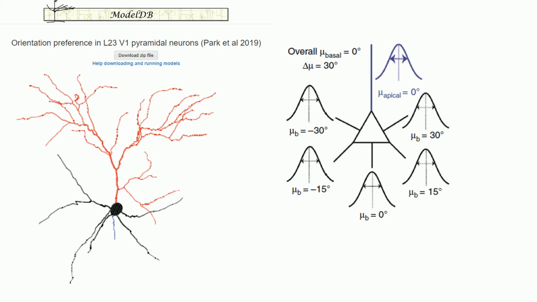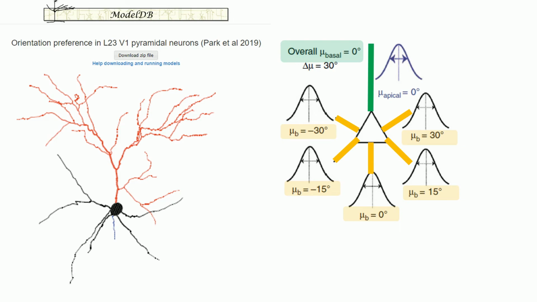The authors found that their experimental results were best fit if each of the basal dendrites had different mean orientation preferences. For example, minus 30 degrees, minus 15, 0, plus 15, and plus 30 degrees, where the mean of all the basal dendrite preferences was the same as the apical dendrite's preference. This was needed to explain why removing the apical dendrite does not change the cell's overall orientation preference, while also explaining why removing 2 of the basal dendrites would result in a slight offset of the cell's overall orientation preference.